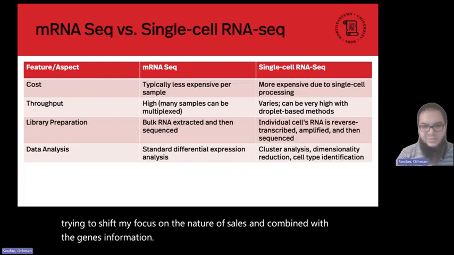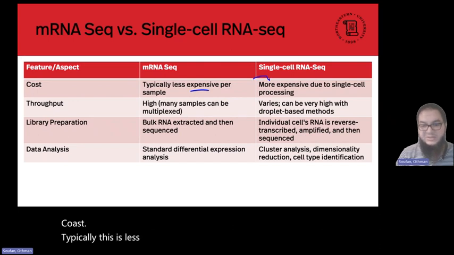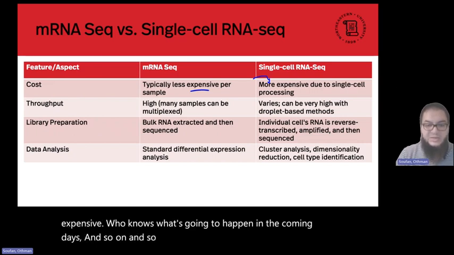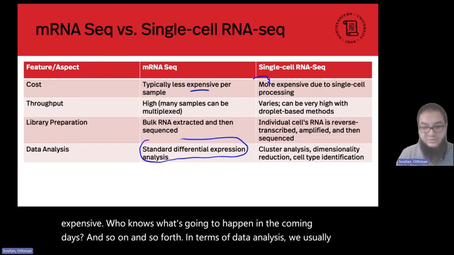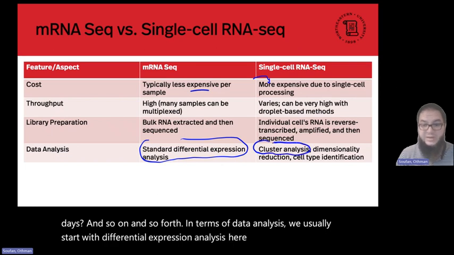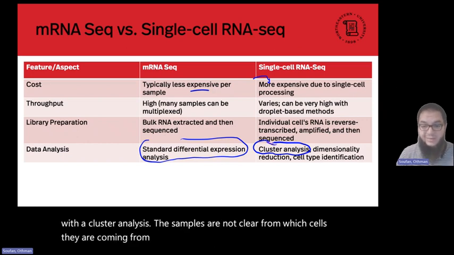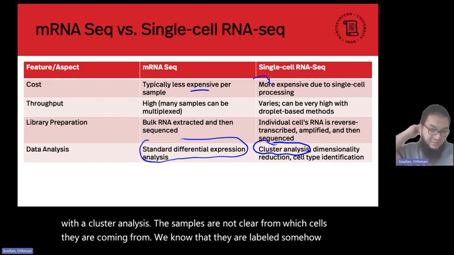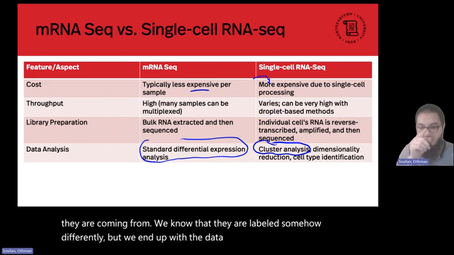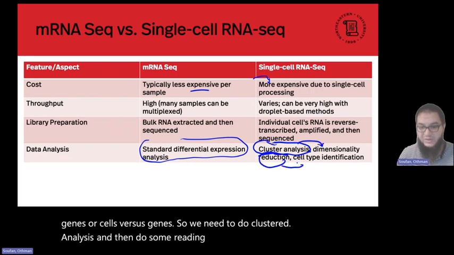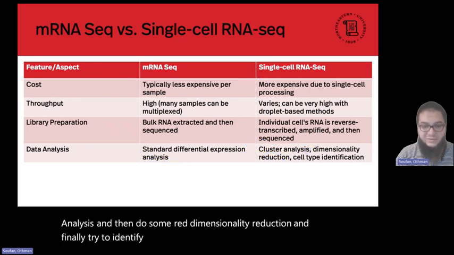Cost, typically this is less expensive for the time being. This is more expensive. Who knows what's going to happen in the coming days. In terms of data analysis, we usually start with differential expression analysis. Here, we usually start with the cluster analysis. The samples are not clear from which cells they are coming from. We know that they are labeled somehow differently, but we end up with a data set showing us counts for genes or cells versus genes. So we need to do cluster analysis and then some dimensionality reduction and finally try to identify these different types of cells.